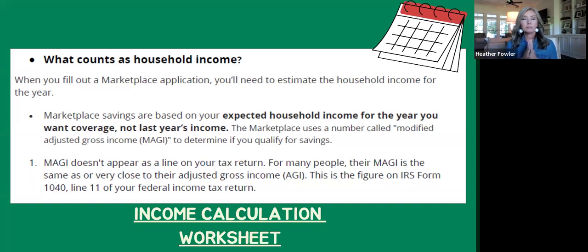Now, the premium tax credits and cost share reductions are determined by that MAGI, the modified adjusted gross income for that year. That doesn't specifically appear on the tax return, but for most people, it's going to be line 11 on that 1040. If nothing's changing from the previous year, then they could just look at that and get a pretty good estimate. Of course, if something has changed about their job or their income, then you'll need to help them estimate what their income will be for this year.